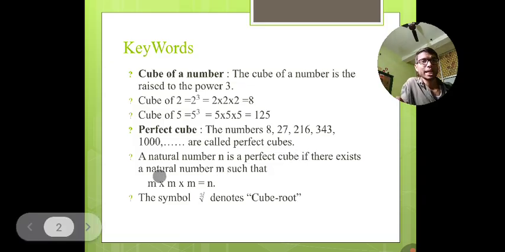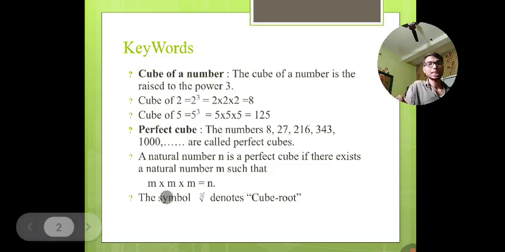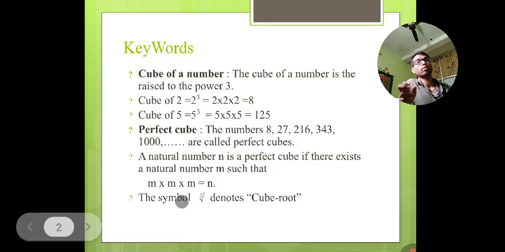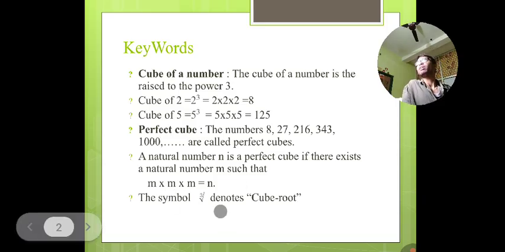These are called perfect cubes. A natural number n is a perfect cube if there exists a natural number m such that n is m multiplied by m multiplied by m. Remember, the numbers should be the same when we are multiplying them. For example, the cube of 5: we take 5 three times, and this 5 is the same, nothing else. So 5 multiplied by 5 multiplied by 5 gives us another number, 125.